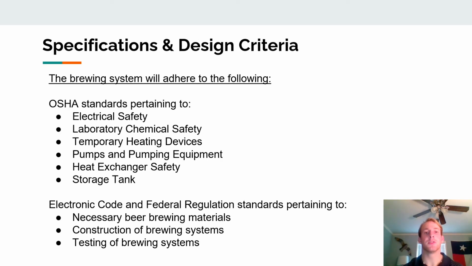Along with all the customers' wants, the brewing system will also adhere to the following codes and standards. We've employed the OSHA standards pertaining to electrical safety, laboratory chemical safety, temporary heating devices, pumps and pumping equipment, heat exchanger safety, and storage tanks. Along with OSHA standards, it will comply with the Electronic Code and Federal Regulation standards pertaining to necessary beer brewing materials, construction of brewing systems, and testing of brewing systems.